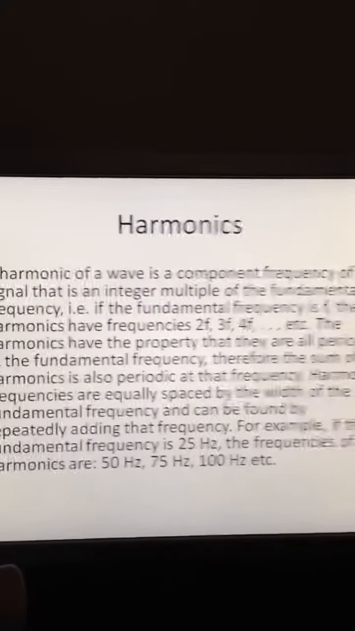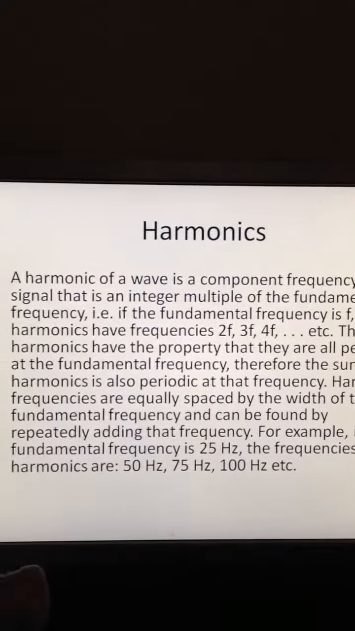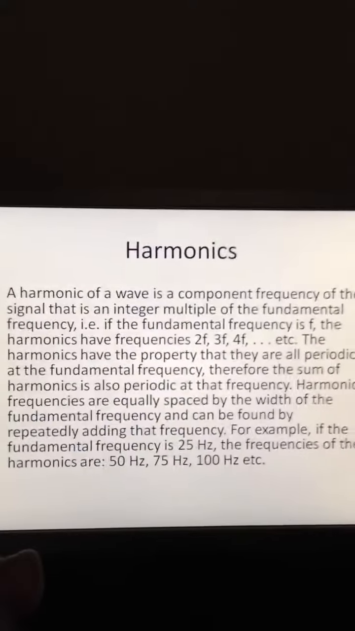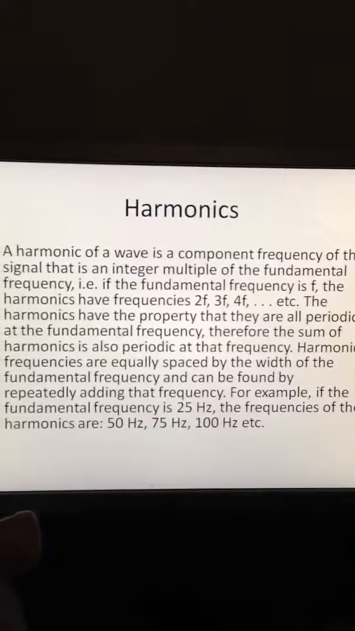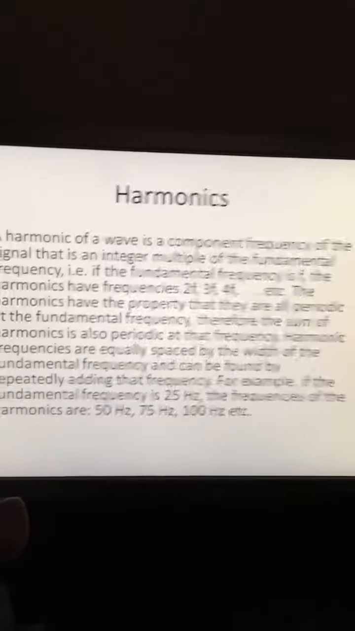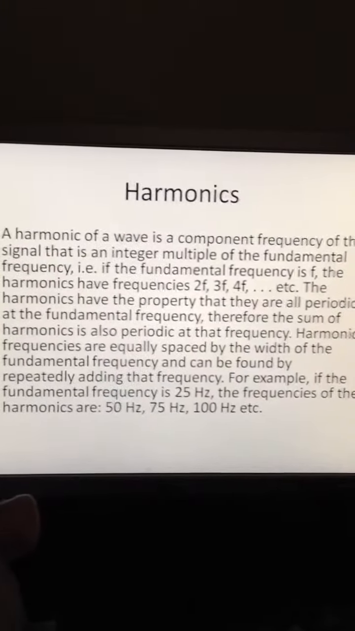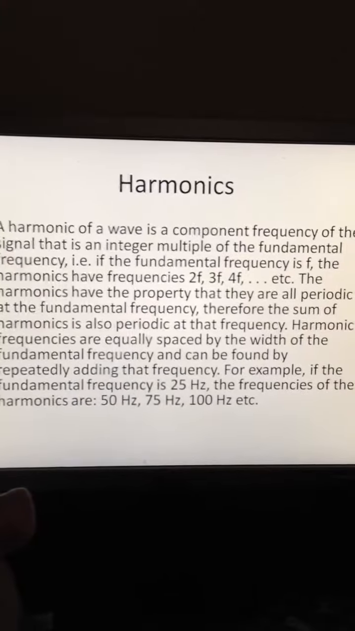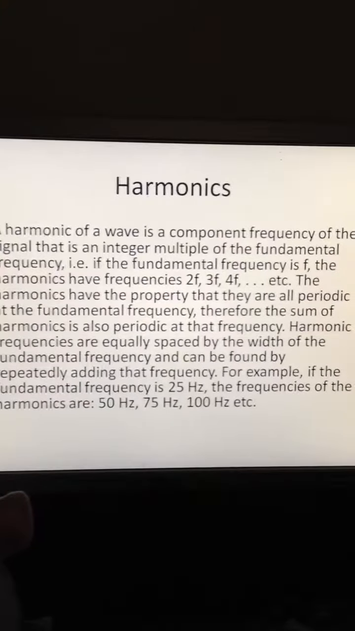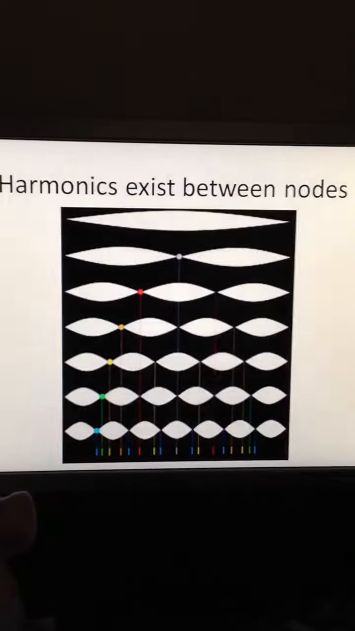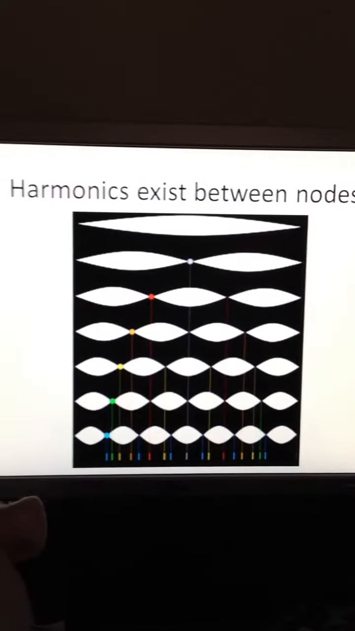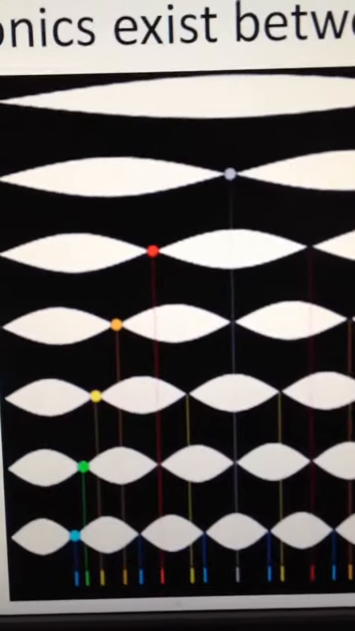A harmonic of a wave is a component frequency of the signal that is an integer multiple of the fundamental frequency. If the fundamental frequency is f, the harmonics have frequency 2f, 3f, and 4f, which means that if the frequency is 25 Hz, the harmonics are 50, 75, 100, etc. Harmonics exist between nodes. Let's zoom in on the nodes.